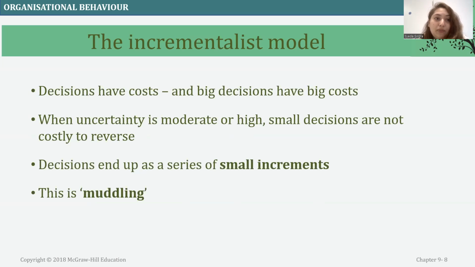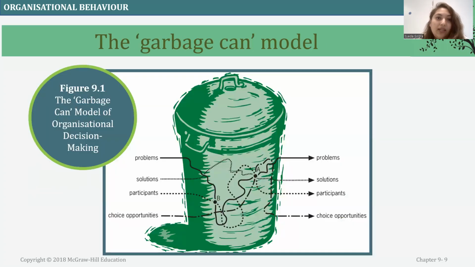The incremental model is focused on having a decision based on cost. A big decision might have a bigger cost as well. When uncertainty is moderate or small, small decisions are not costly to reverse. Decisions end up as a series of small increments, and this is also known as the modeling effect.